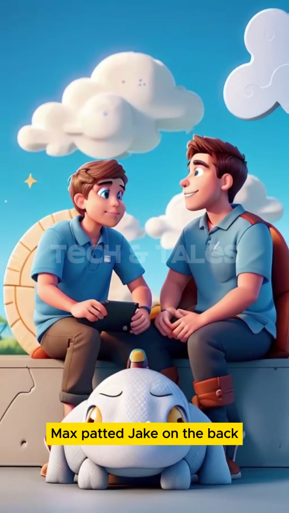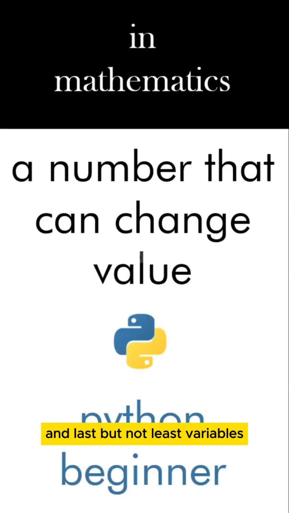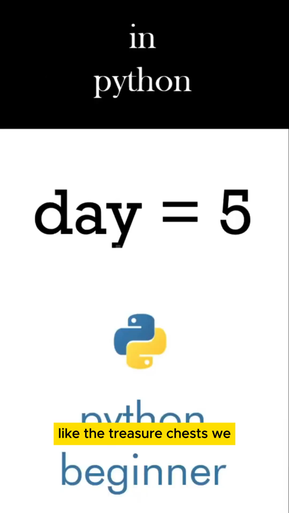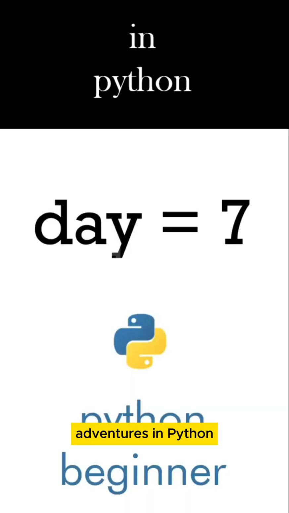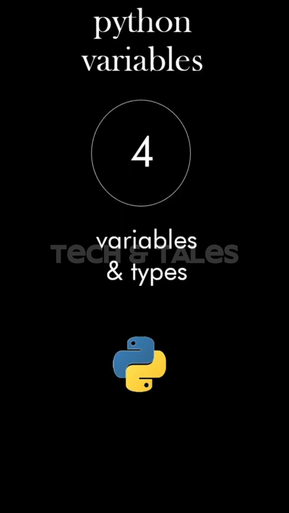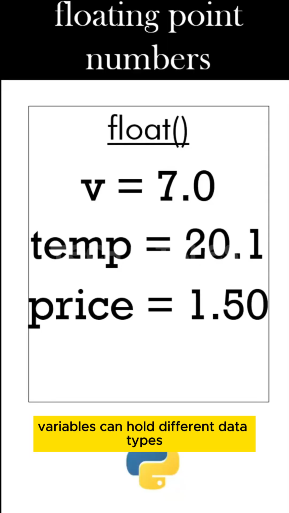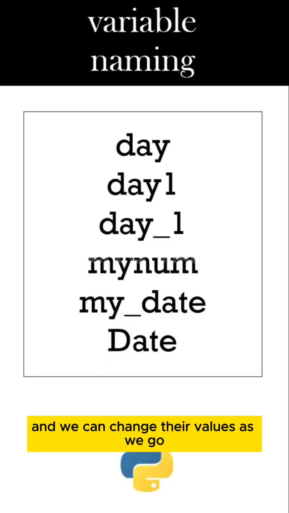Max patted Jake on the back. "You've got it, Jake. And last but not least, variables. Think of them as containers, like the treasure chests we use to discover hidden treasures in our imaginary adventures. In Python, we use variables to store and manipulate data. They have names, just like our childhood games had names. Variables can hold different data types, and we can change their values as we go."